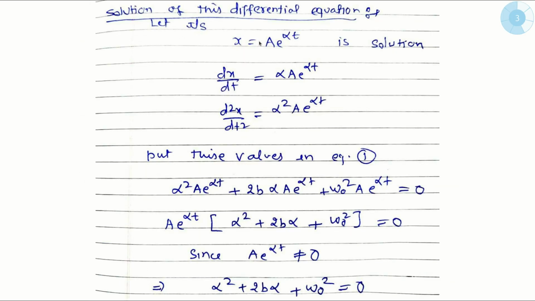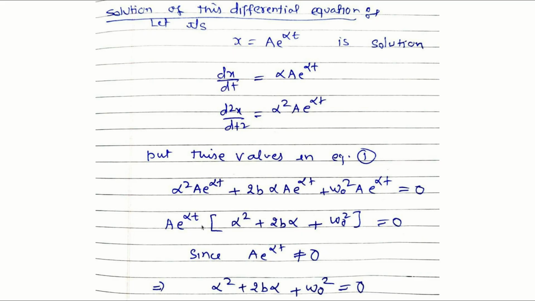By putting all these three values, the equation becomes alpha square a e raised to alpha t plus 2b alpha a e raised to alpha t plus omega naught square a e raised to alpha t equal to 0. In the first, second and third terms, we see that a e raised to alpha t is common. So we take it common, and inside the bracket there remains alpha square plus 2b alpha plus omega naught square equal to 0.